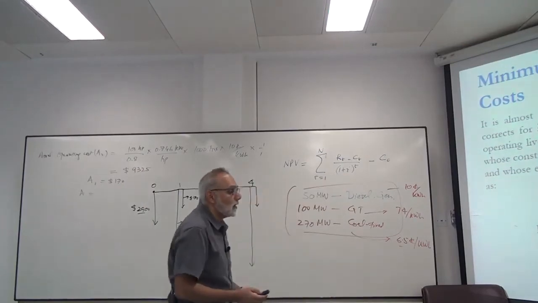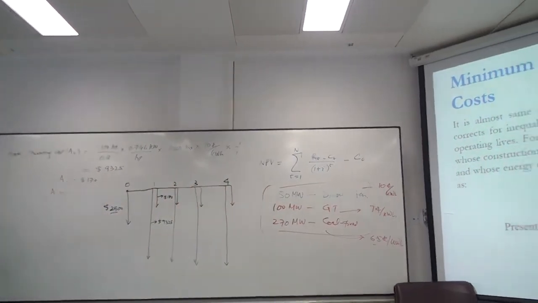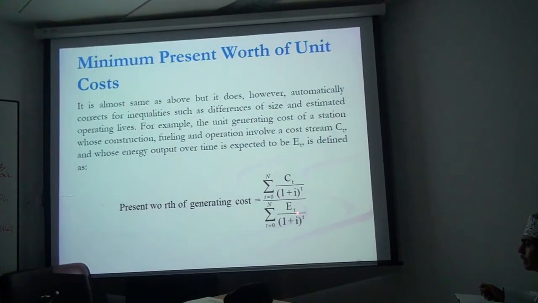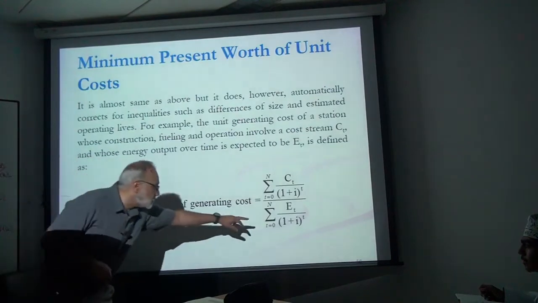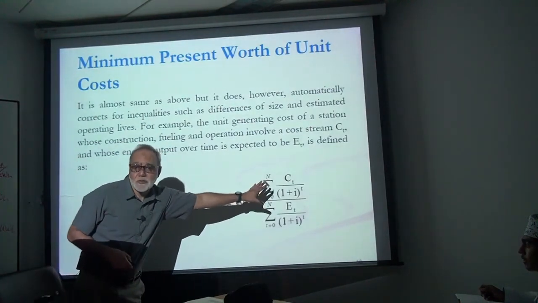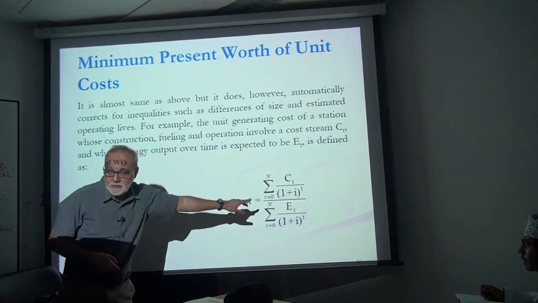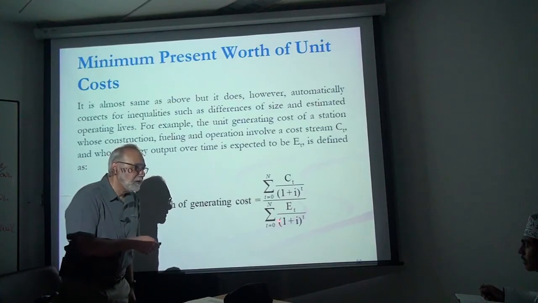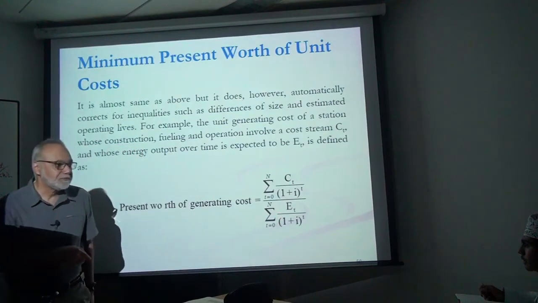Now look at this formula again. We have energy also discounted. So discounted cost divided by discounted energy. If the costs are discounted, the energy should also be discounted. Sometimes students say that this cancels out, but this is not cancelling out. This is a summation there, this is not a cancellation. So we have discounted costs divided by discounted energies.